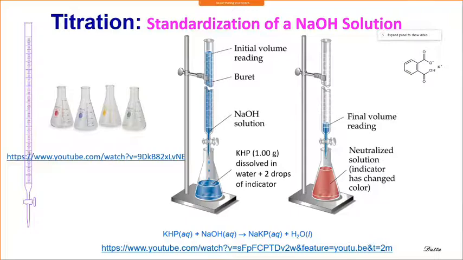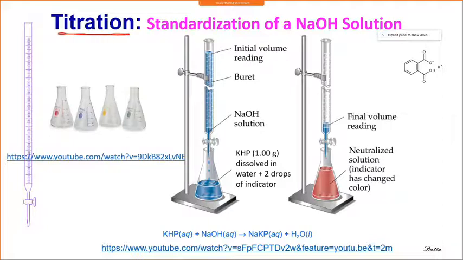And then I'm going to show you. Already I posted the data which you could do in the lab. So then I'm going to show you how to use the data. So step by step. First thing you need to know the meaning of the term titration.